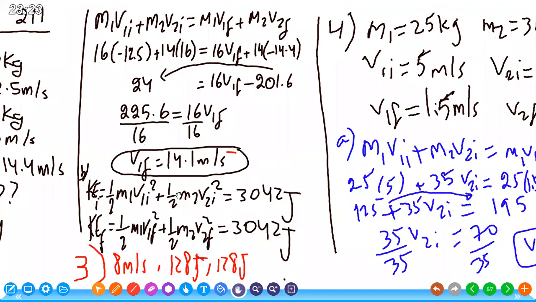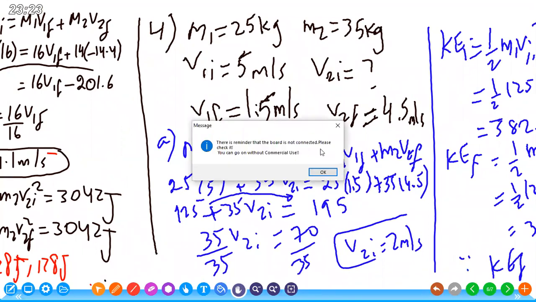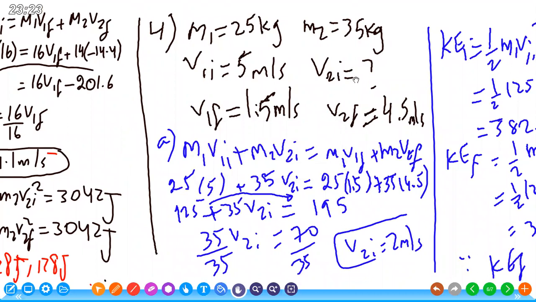Okay, we are in here. So M1 is 25 kilograms, M2 is 35 kilograms, V1 initial is 5, V2 initial is unknown, V1 final is 1.5, V2 final is 4.5. Write the whole equation. Okay, the original equation, the one that we took in the previous lesson, the conservation of momentum law: 25 times 5 plus 35 times V2 initial equals 25 times 1.5 plus 35 times 4.5.